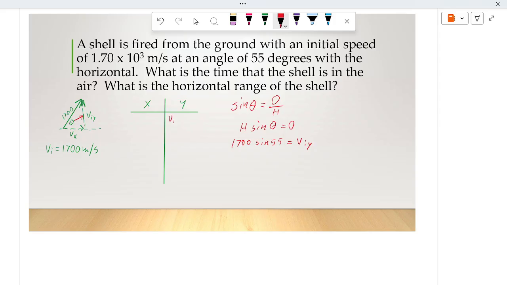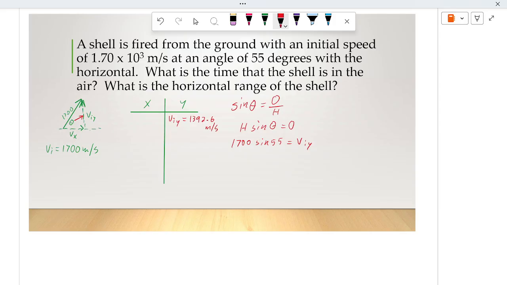Okay, and so our initial velocity in the y dimension will be, if I punch that into my calculator, I get 1,392.56. So I'll just put 1,392.6. And that is, of course, meters per second.